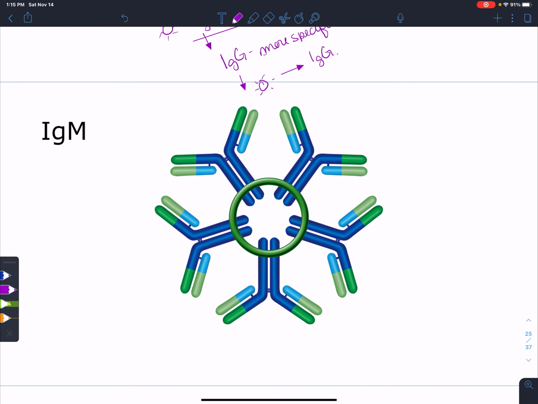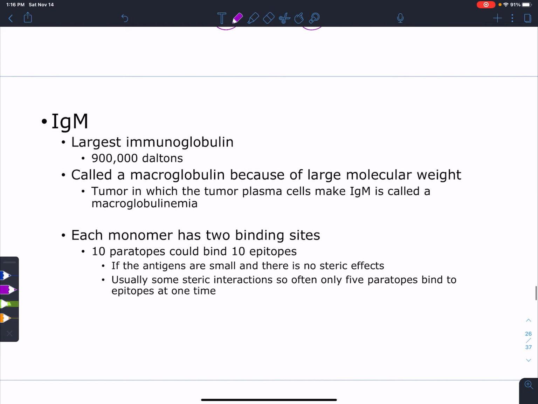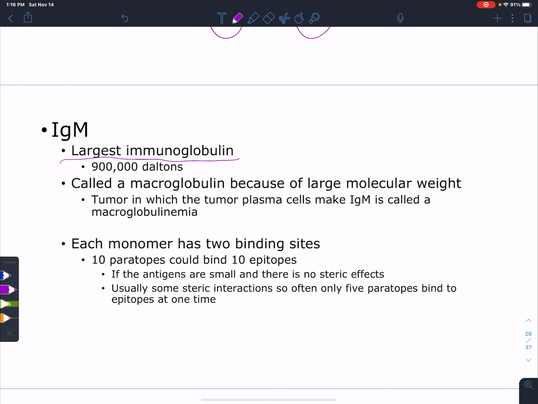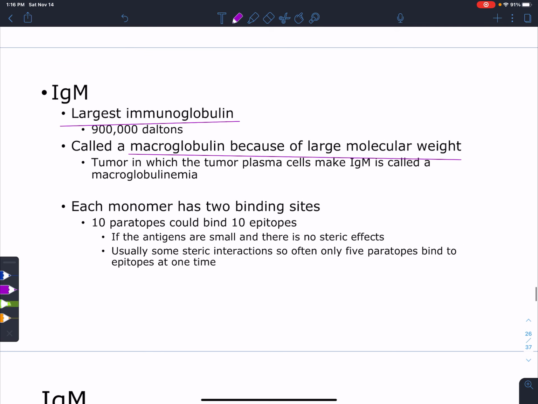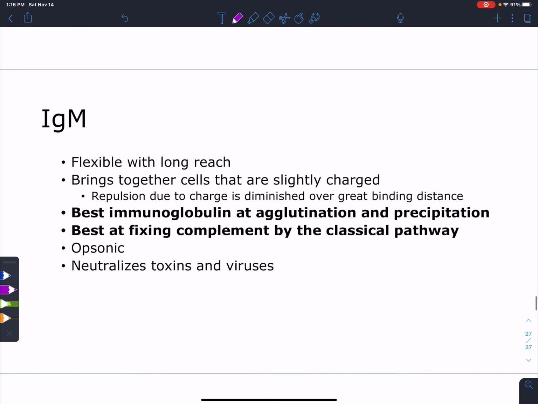Here's a nice picture, and here you can see all of those fabulous binding sites. We love IgM in blood bank, for multiple reasons. This is the largest, and you can see why. It's 5 of them. It is called the macroglobulin because it's so big. Here's our 10 we talked about. It can be flexible, so it can twist a little bit. It's got some good dance moves, right?